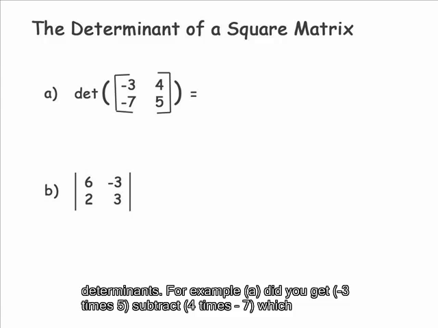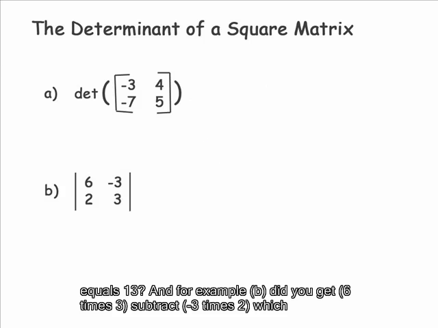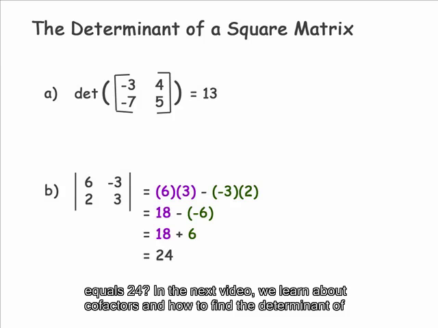For example A, did you get -3 times 5, subtract 4 times -7, which equals 13? And for example B, did you get 6 times 3, subtract -3 times 2, which equals 24?